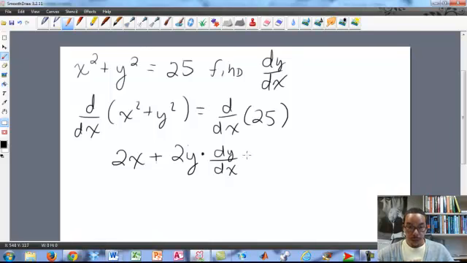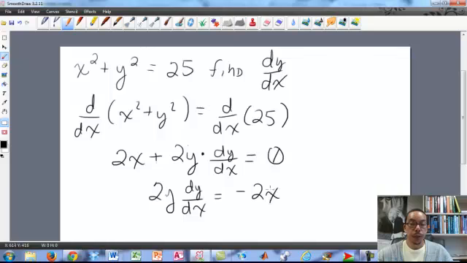Now we go on to the other side: the derivative of 25. That's easy. The derivative of any constant is 0. So what happens next? We'd like to get the 2y dy/dx on one side and the 2x on the other side, so we're solving for dy/dx. We'll have 2y dy/dx is equal to negative 2x.